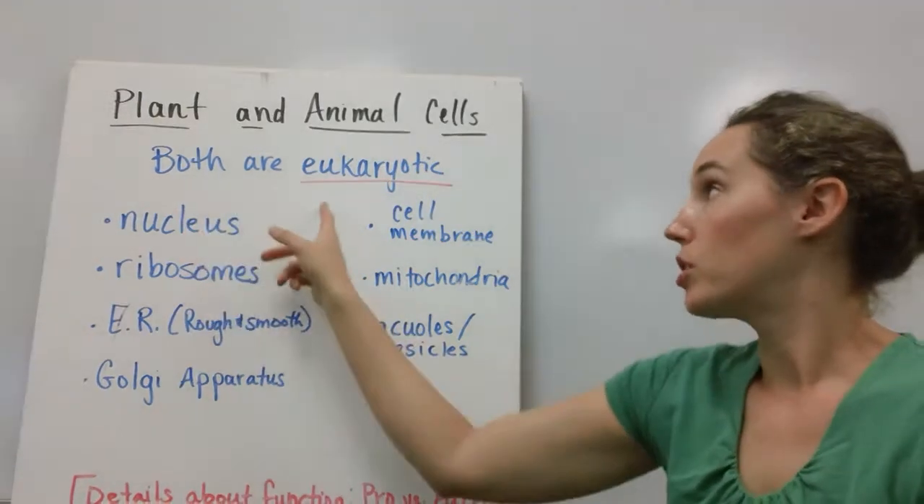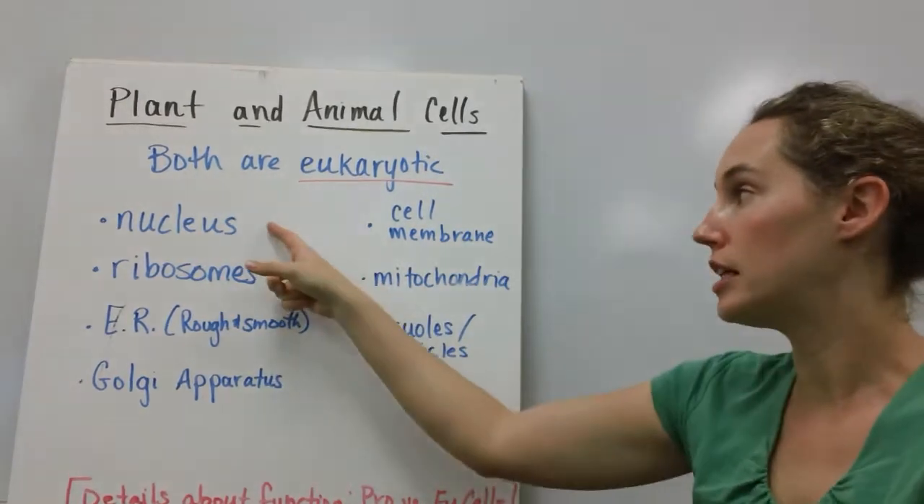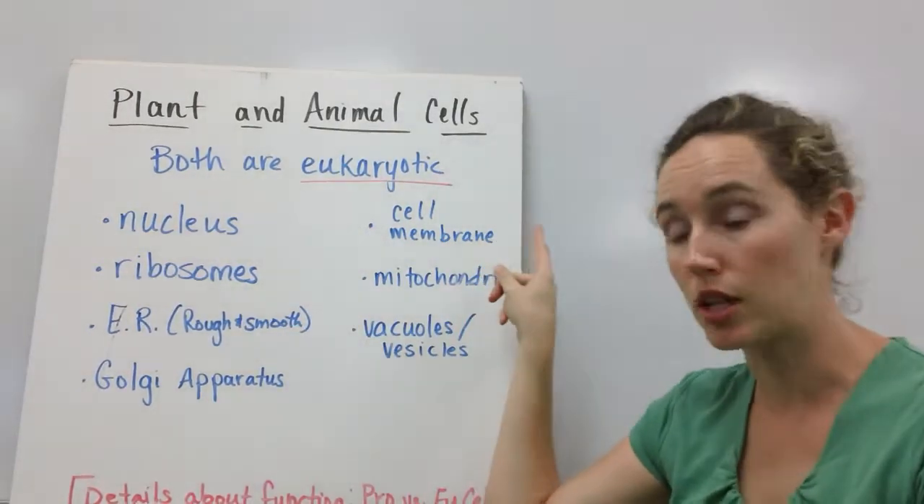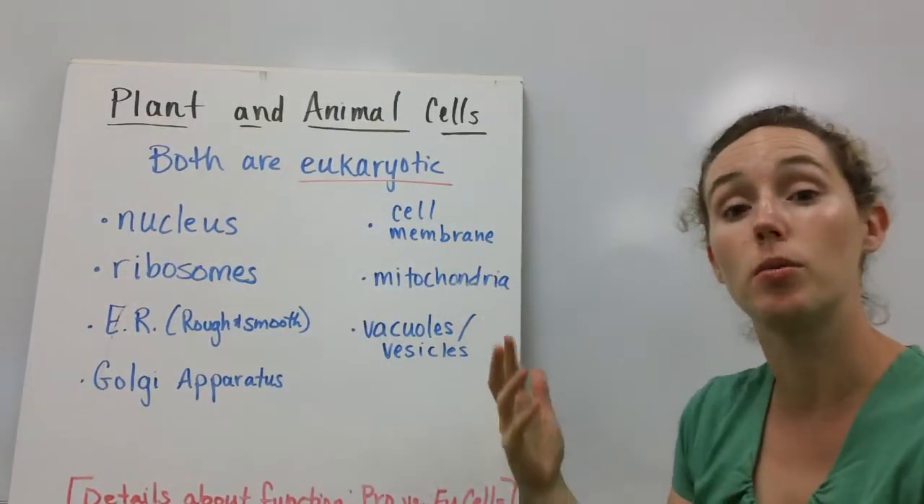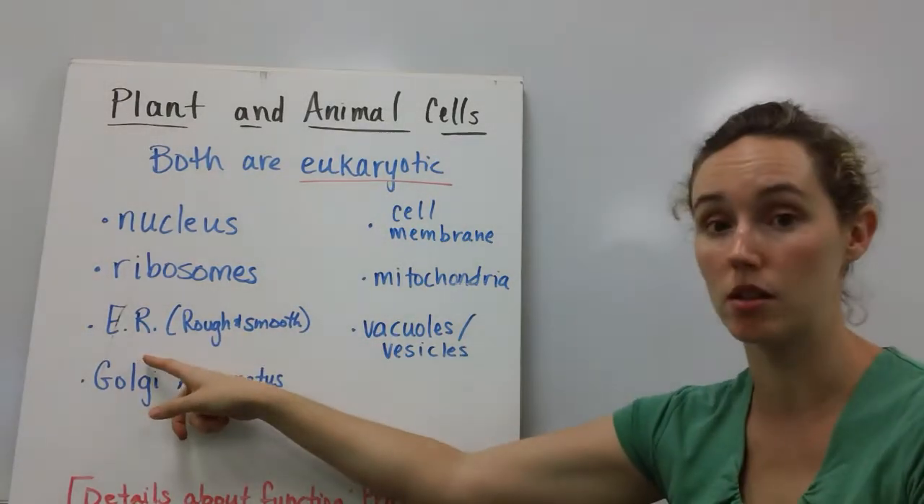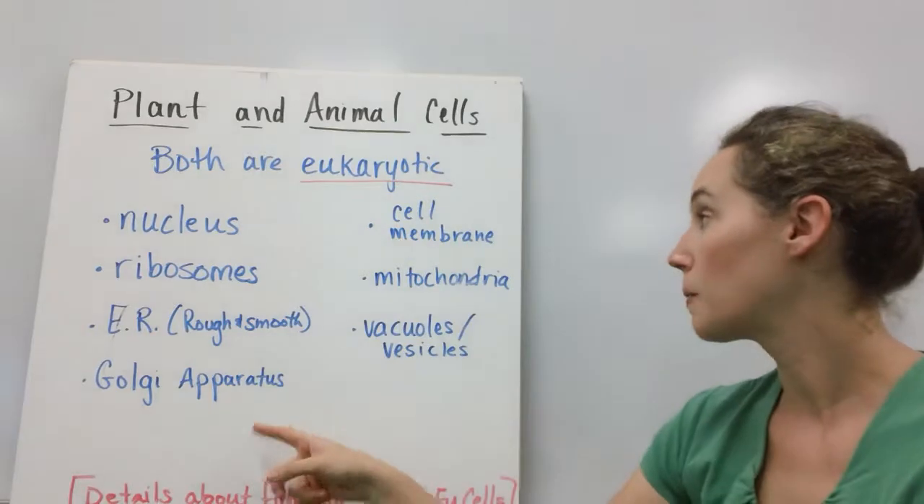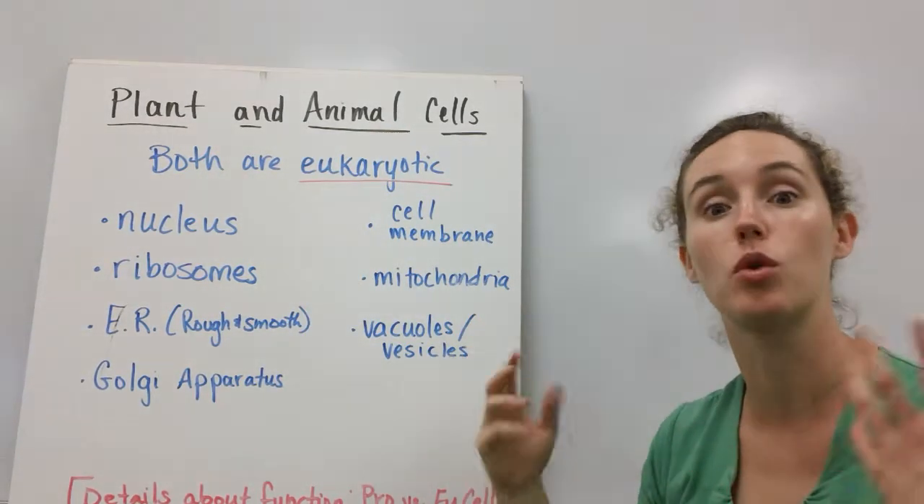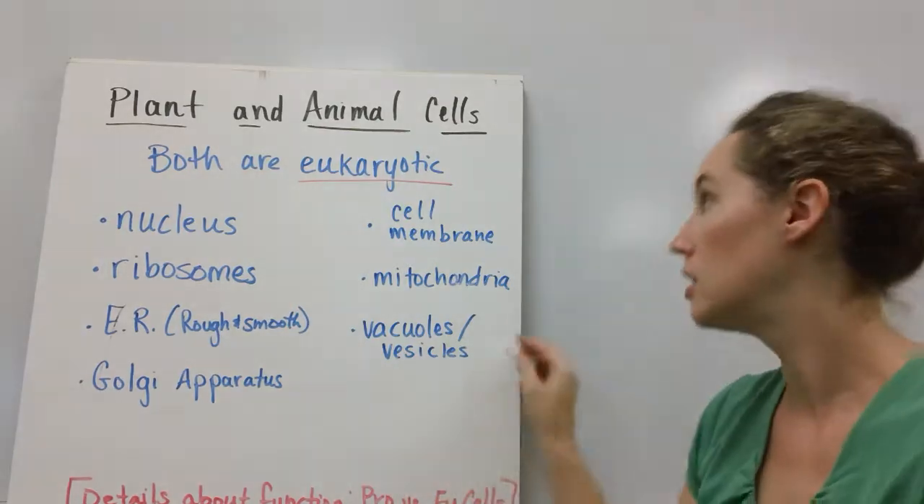So because they're both eukaryotic, they have a nucleus, they have ribosomes, they have a cell membrane, just like all cells, and then of course they have all your membrane-bound organelles, like rough and smooth endoplasmic reticulum, a Golgi apparatus, mitochondria, and a vacuole if it's large, or vesicles if they're small.